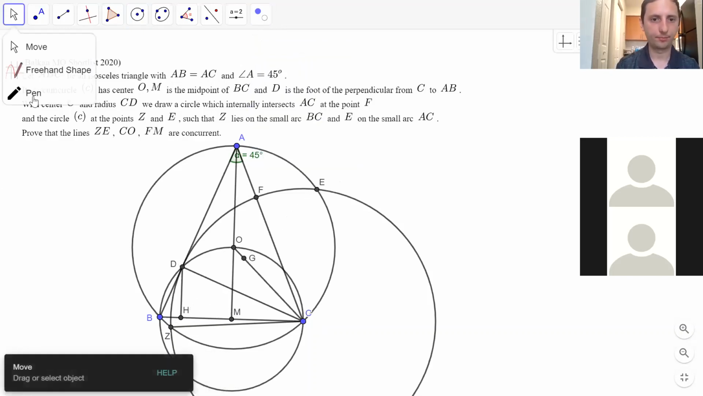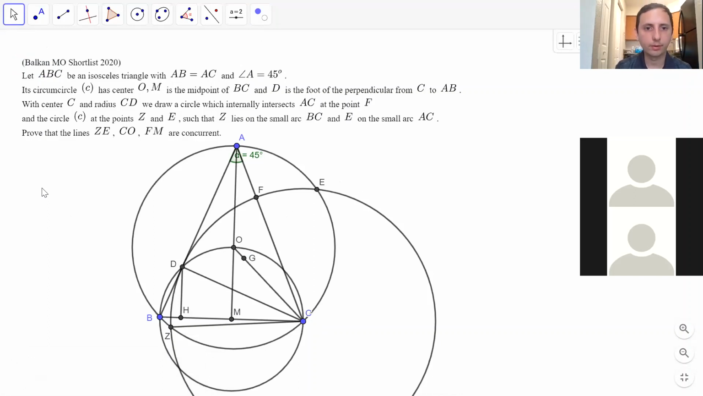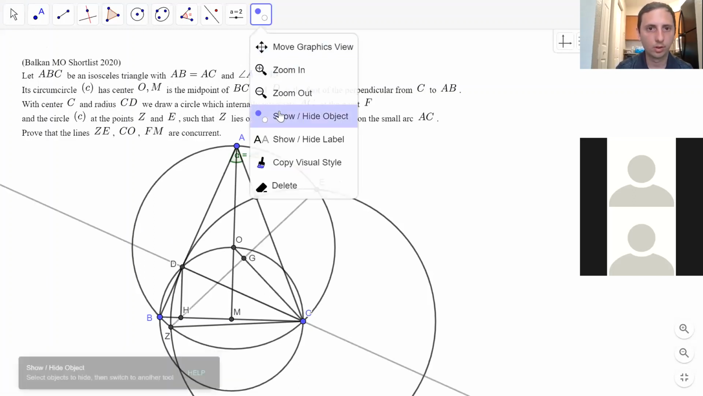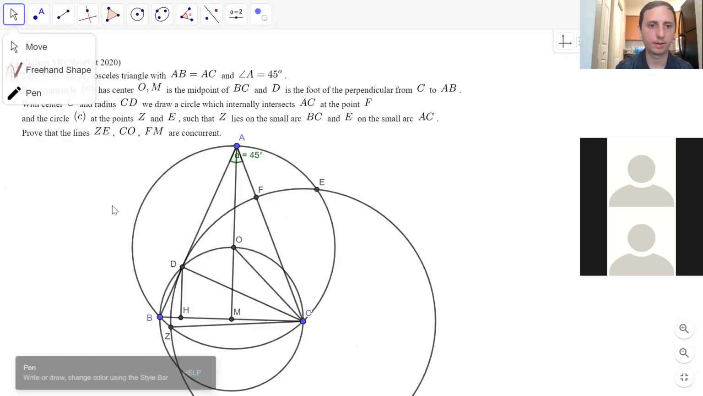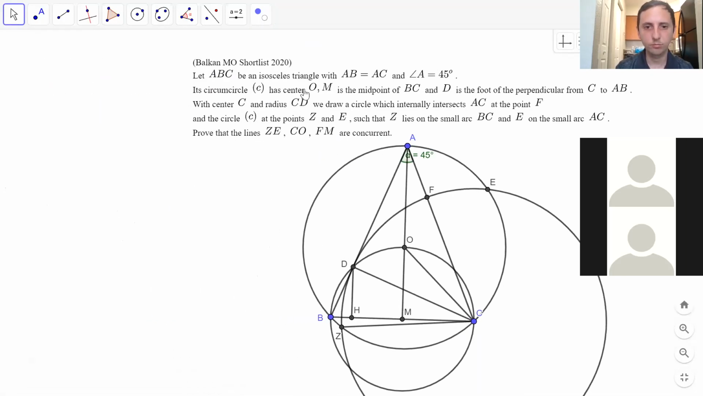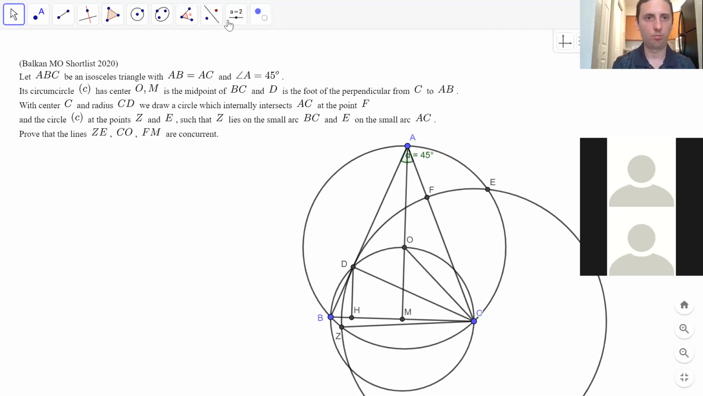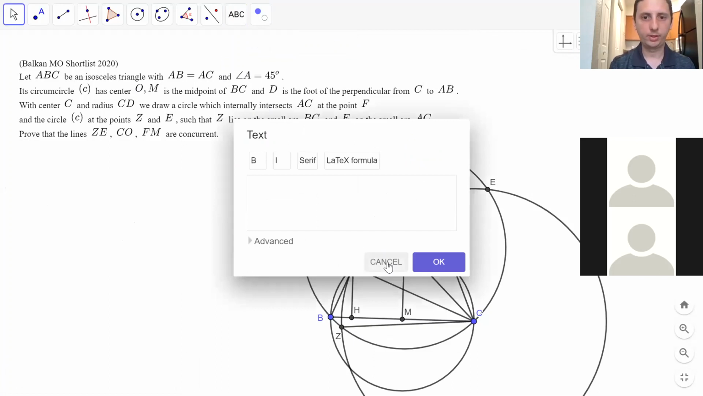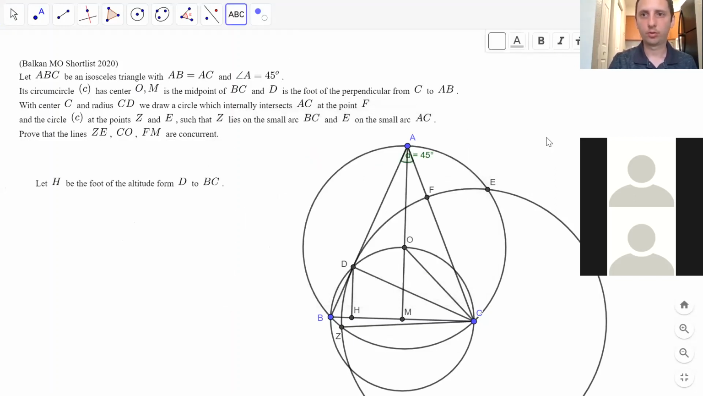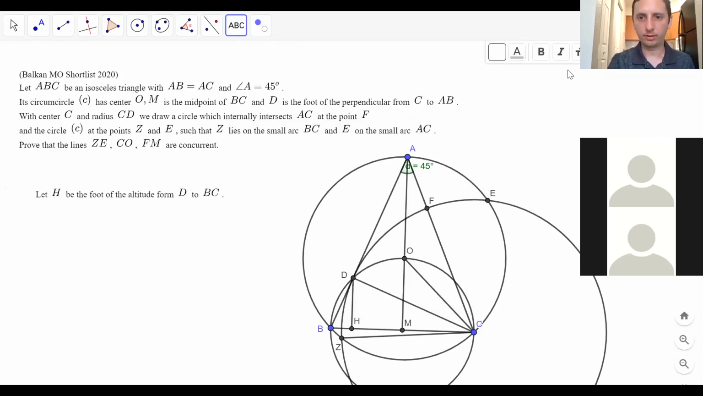Okay, so I'll start writing this up. Did I add any points that weren't? Oh, okay, point G. I'm gonna hide point G for now and then I'm gonna add it back in later. So let H be the foot of the perpendicular from B to BC. And then I'm gonna do what Hakan mentioned. So let me open up the chat.